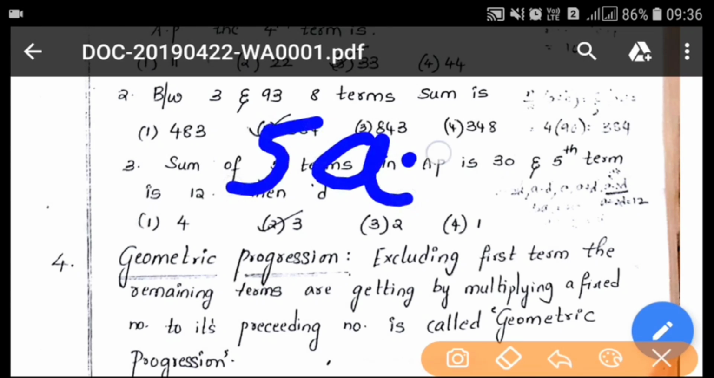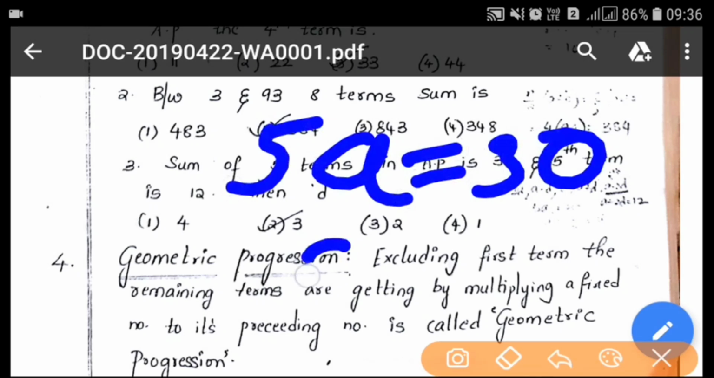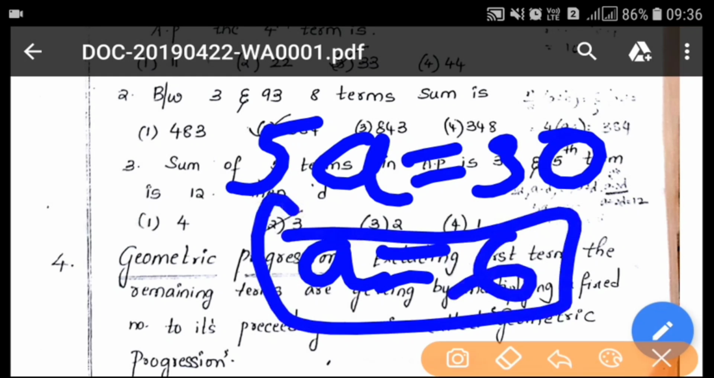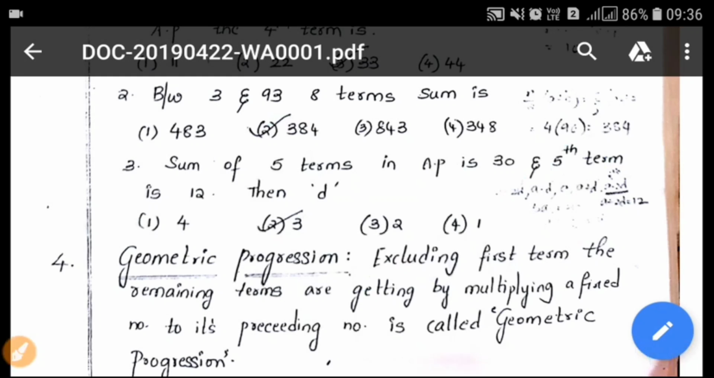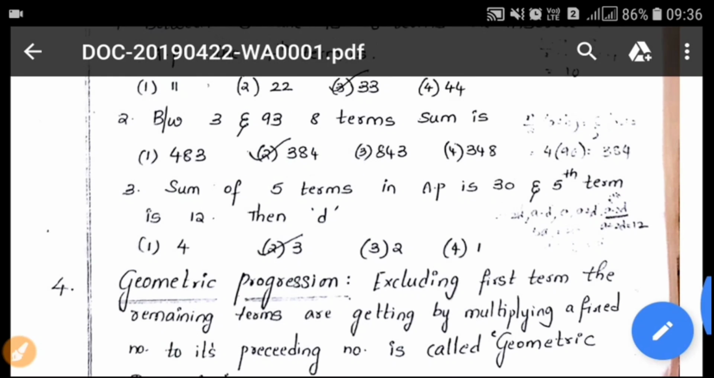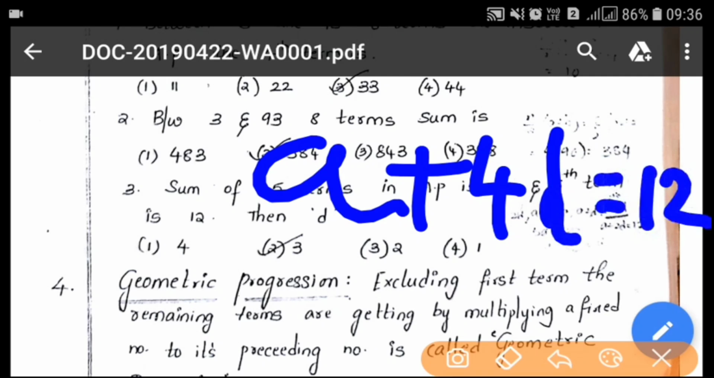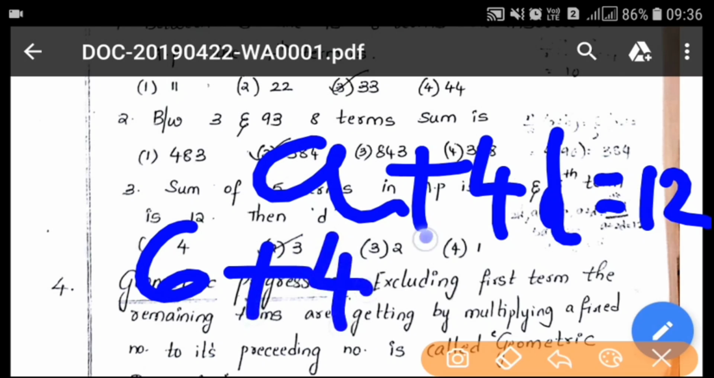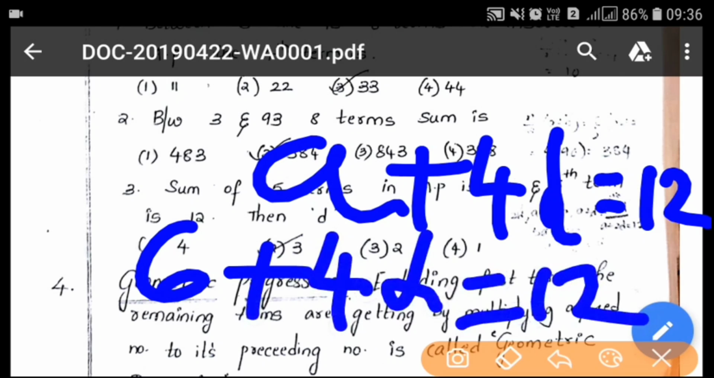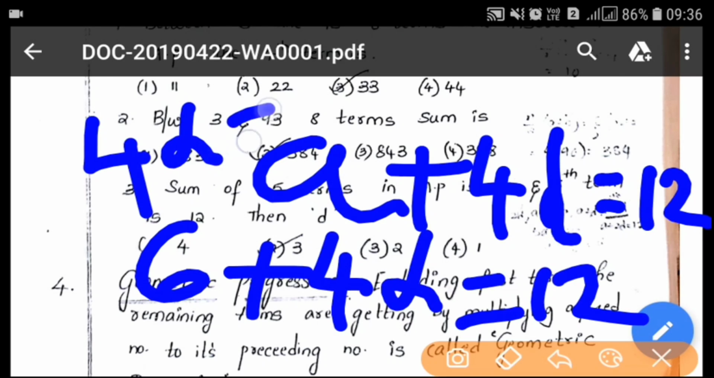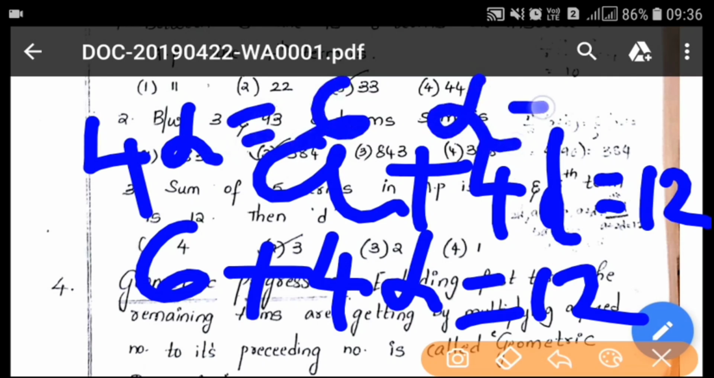5A is equal to 30, so A is equal to 6. Next, the fifth term is A plus 4D, and A plus 4D is equal to 12. The A value is 6, so 6 plus 4D is equal to 12. So 4D is equal to 6, and D is equal to 6 by 4.